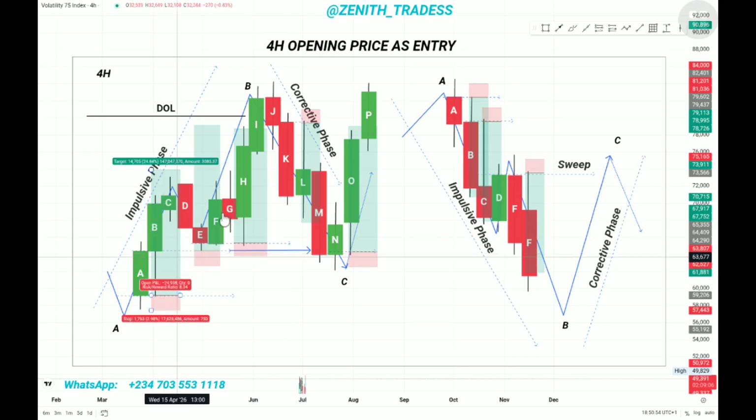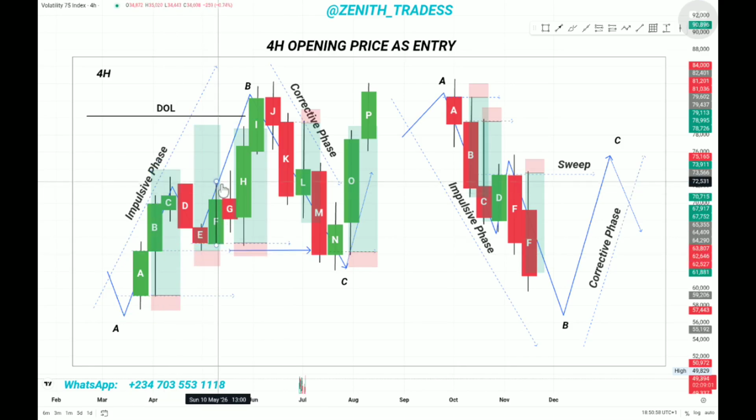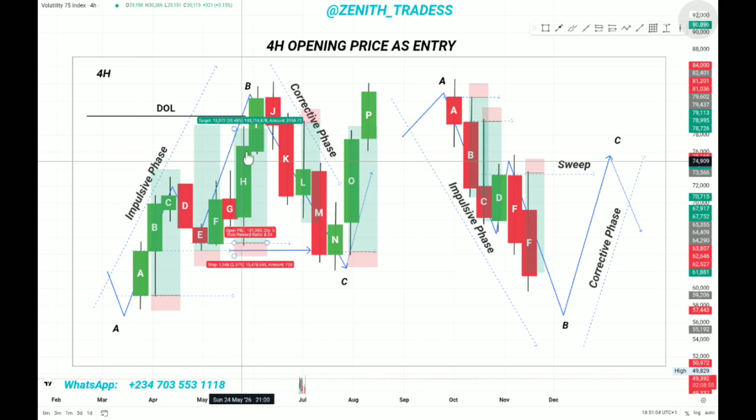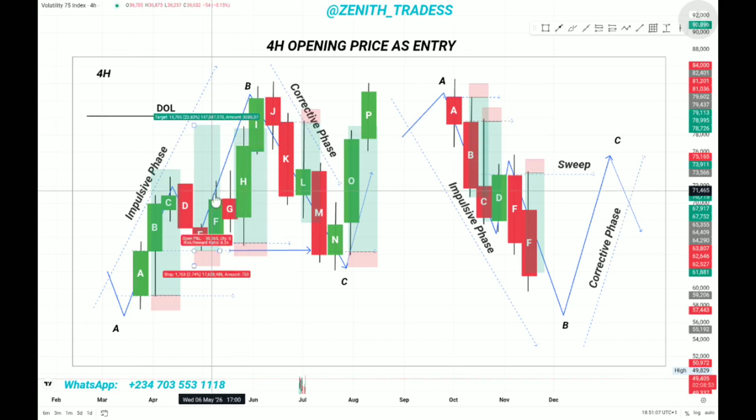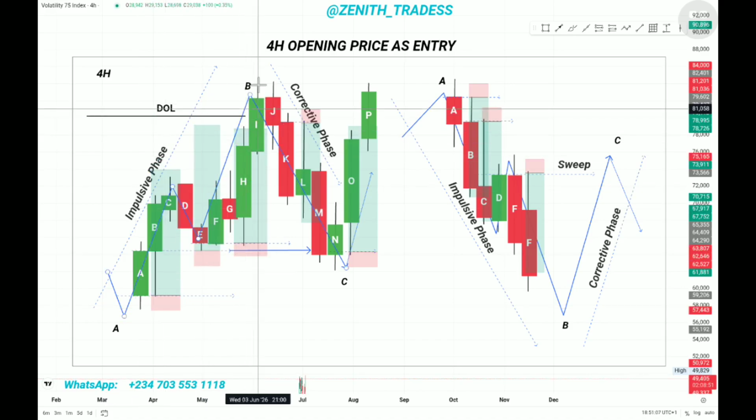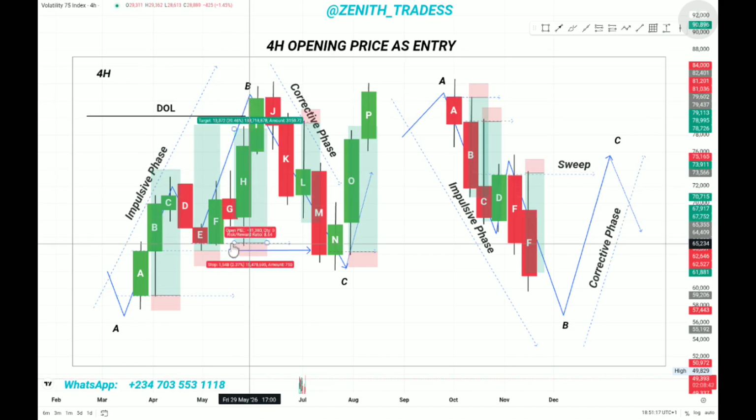It gave us another directional candle, right? Then the trend continues going up because this impulsive leg has not completed its objective yet. The only time it will complete its objective is when price reaches B, because B is an institutional level we already marked and we anticipate that price is going to reach there. So candle H opens, retraces to the opening price of candle F.